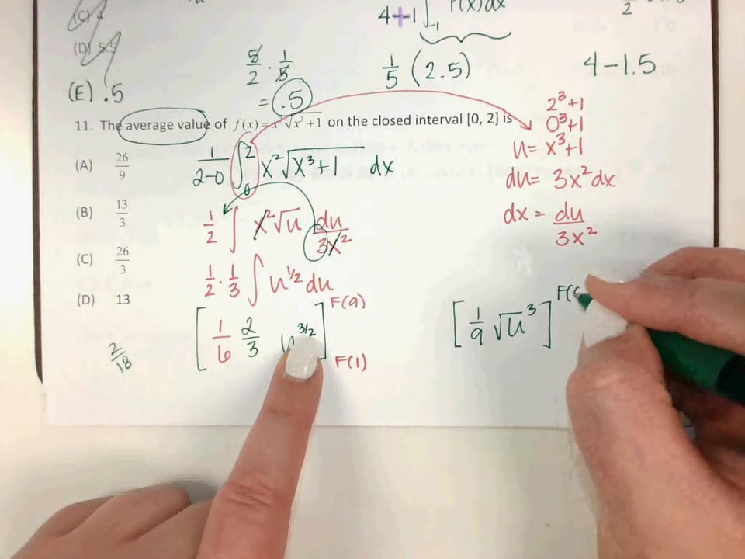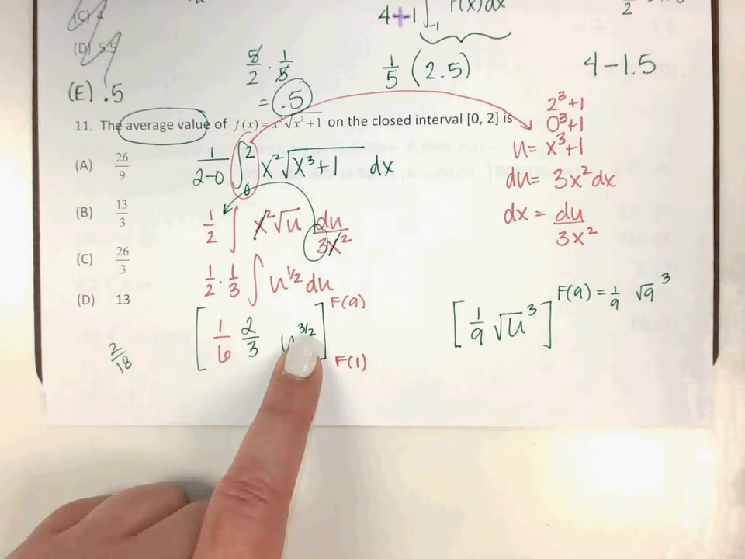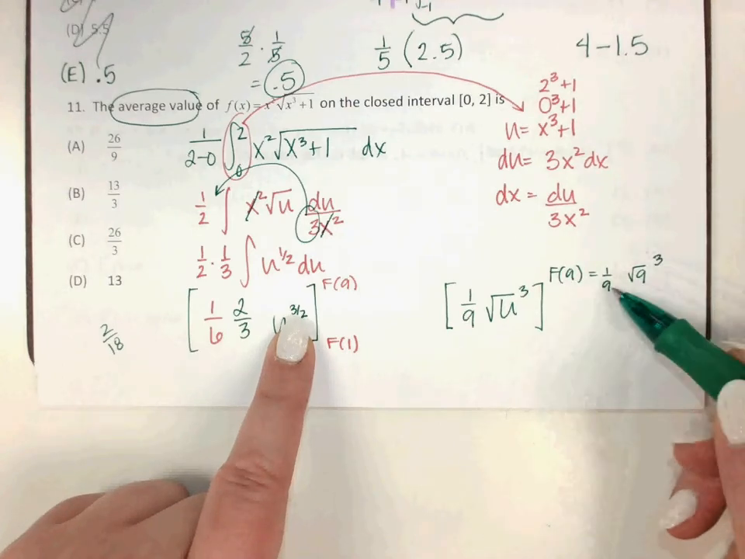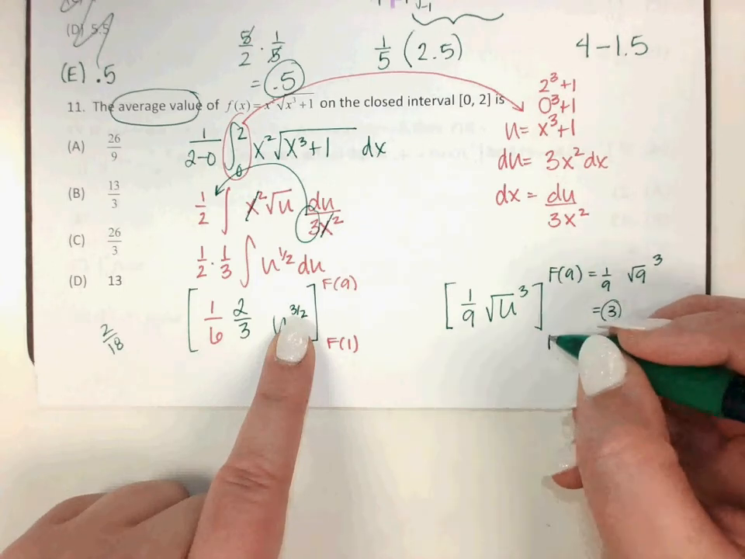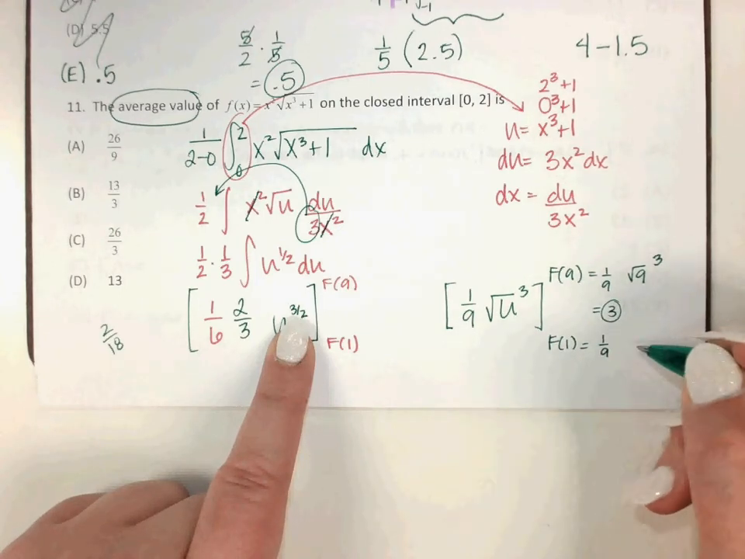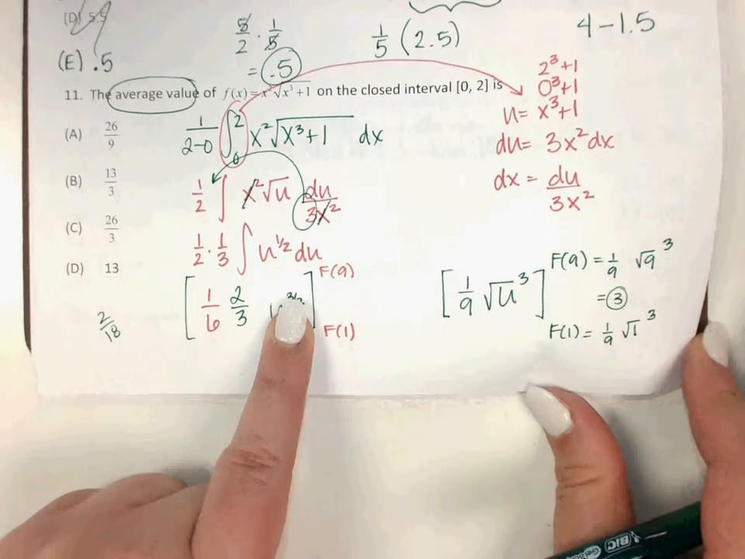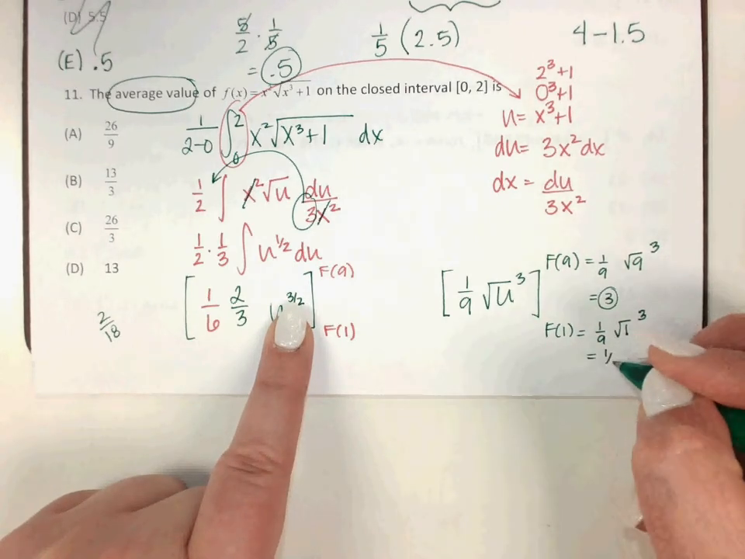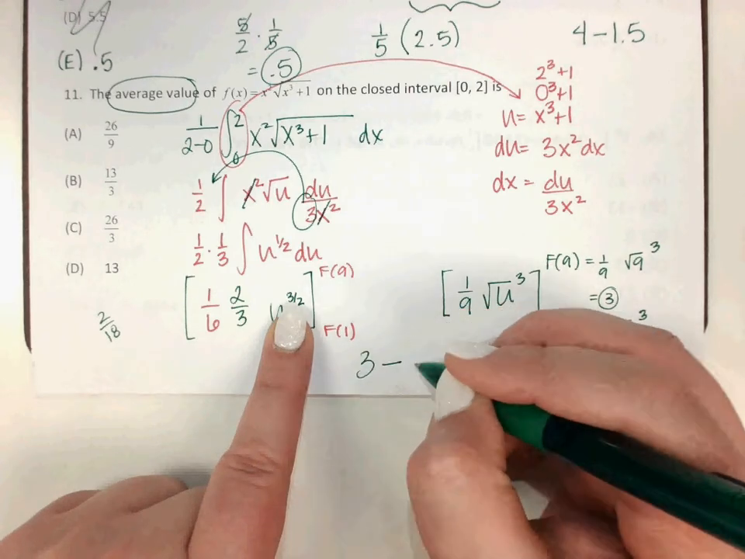So f of 9 would be 1/9 square root 9 and then cubed. Square root of 9 is what? 3 cubed is? Divided by 9? 3 for the top. Plugging in a 1 on bottom, I have a 9th square root 1 to the 3rd power. Square root of 1 is? 1 cubed is? 1 times a 9th is? A 9th. And then what do I do with those? Subtract for the fundamental theorem. So it'd be 3 minus a 9th.